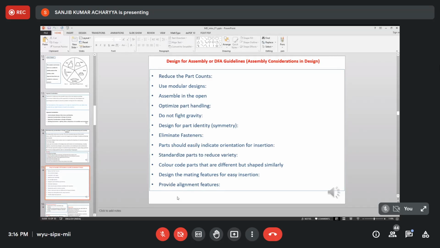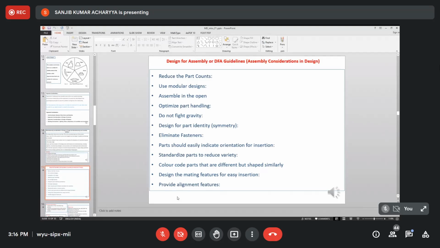If the number of parts is huge, assembly becomes difficult. Cost of maintenance will be higher because the probability of failure of a part will be more if the number of parts is more, isn't it? Yes, sir. Use modular design.